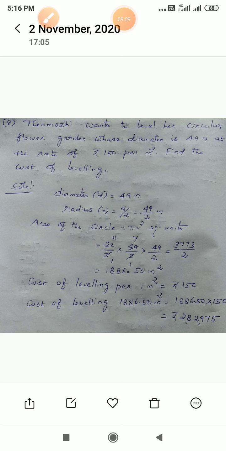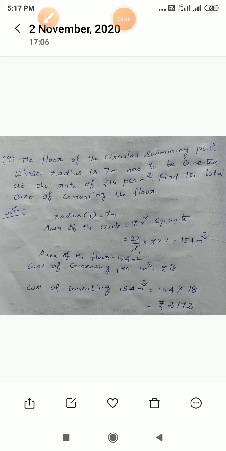1886.50 meters square. Cost of leveling per 1 meter square is equal to 150. This is given. Then cost of leveling 1886.50 meter square is equal to, we multiply this area by 150, we get the answer 2,82,975. This is the answer. This is the cost of leveling for 1886.50 meter square is equal to rupees 2,82,975.